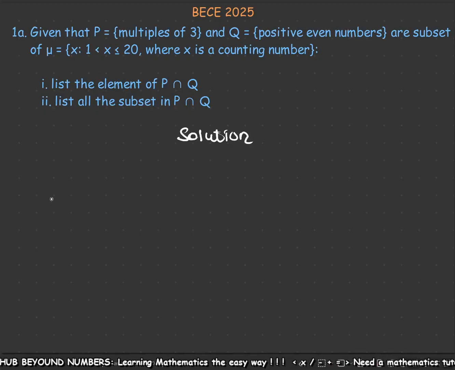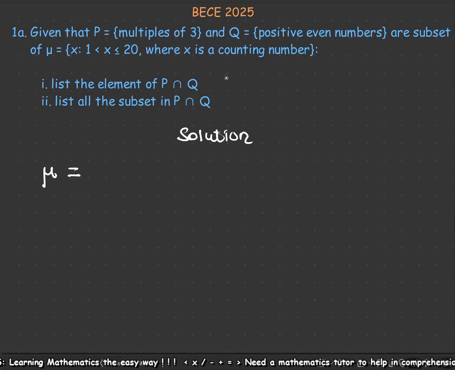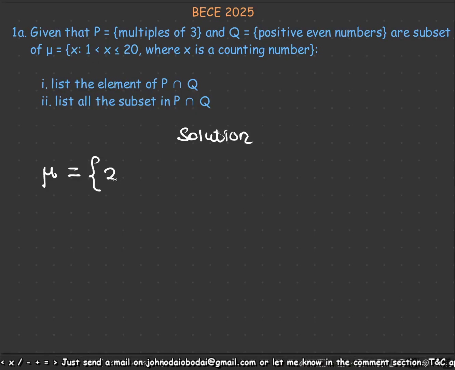So then, talking of our universal set, it's something like this, and it's equal to, we want all counting numbers. When we say counting numbers, they are the numbers we actually use to count. So our counting numbers start from 1, 2, 3, and then it goes on and on. But if you look at what we have here, it says they should be greater than 1. So even though counting numbers start from 1, because of the restriction we have here, we are not going to start from 1, but we are going to start from 2, 3, all the way to 20.